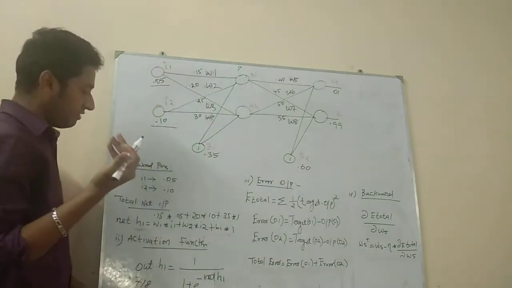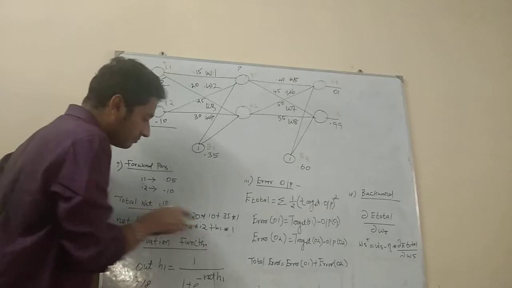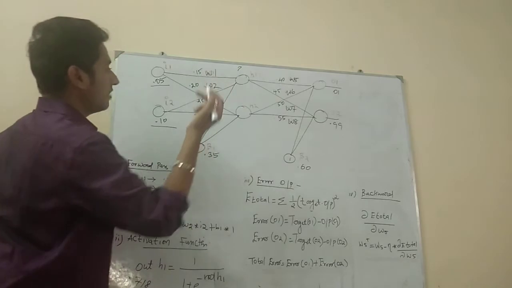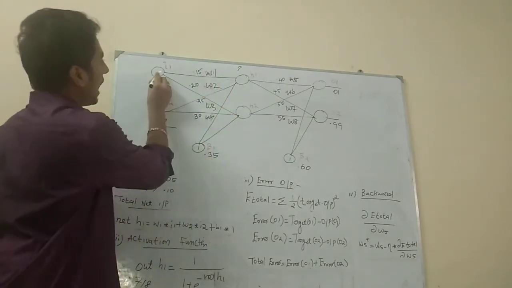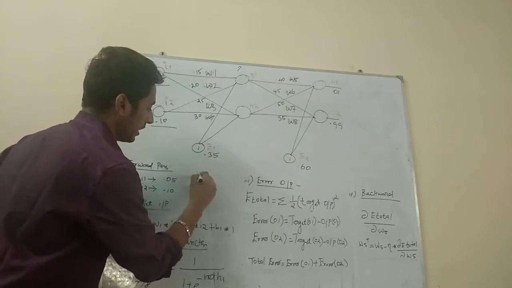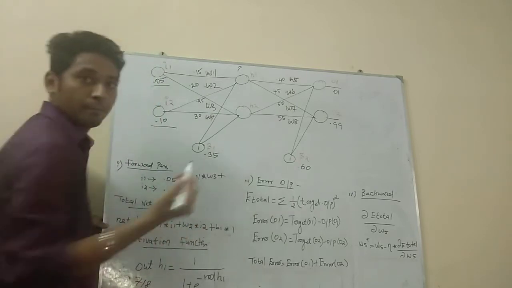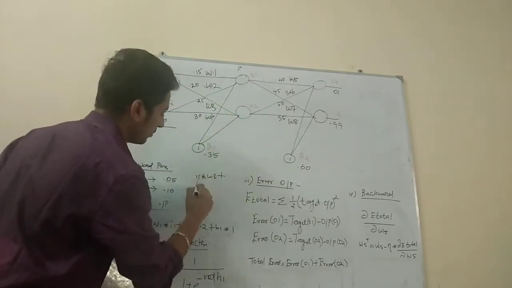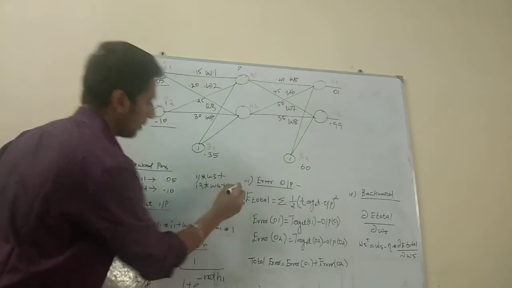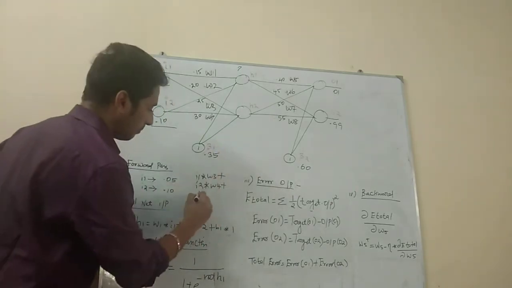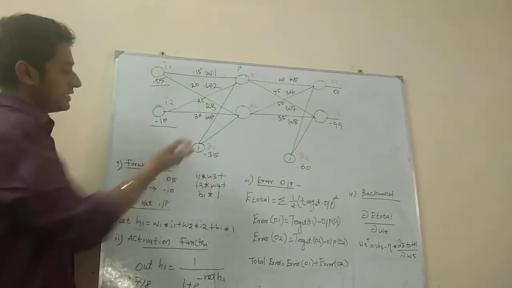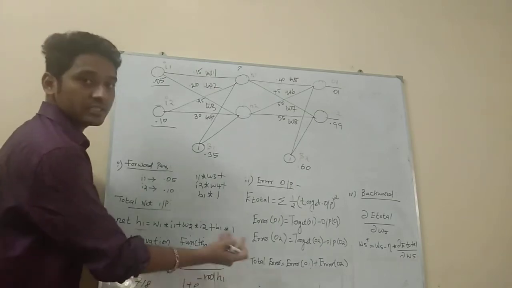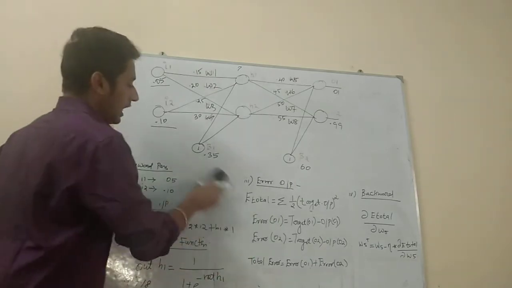Similarly, how do we find the H2 value? Same thing. I1 times W3 plus I2 times W4, plus B1 connected, B1 multiplied by 1, and we get the net H2 value. Again, applying the activation function, output of H2 equals 1 by 1 plus e power minus net H2. So we get the H values.